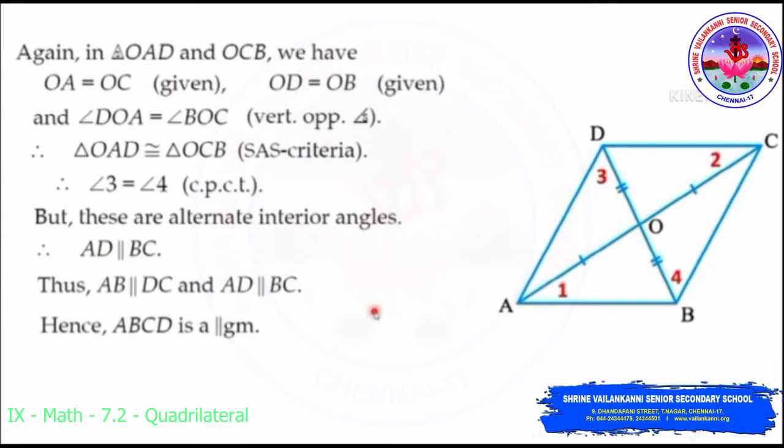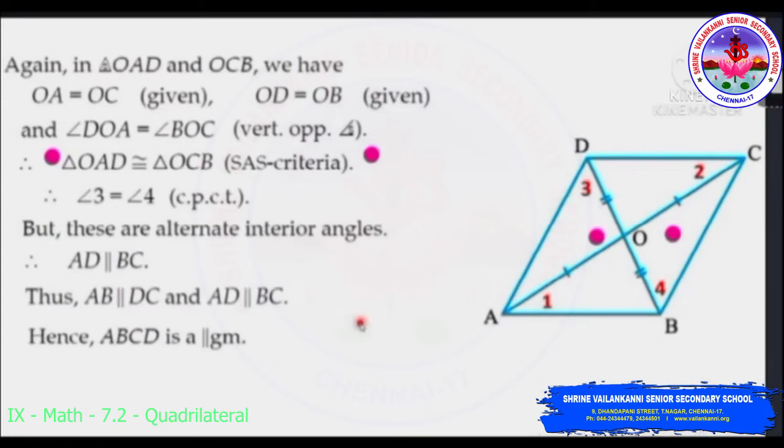Similarly, I can go for triangle OAD and triangle OCB. The same process applies here. We know OA is equal to OC, OB is equal to OD, and we find that angle DOA is equal to angle BOC. So by the SAS criterion, I proved that triangle OAD is congruent to triangle OCB. So we get angle ODA is equal to angle OBC, where we are representing angle ODA as angle 3 and angle OBC as angle 4. So I am writing angle 3 is equal to angle 4 by CPCT.